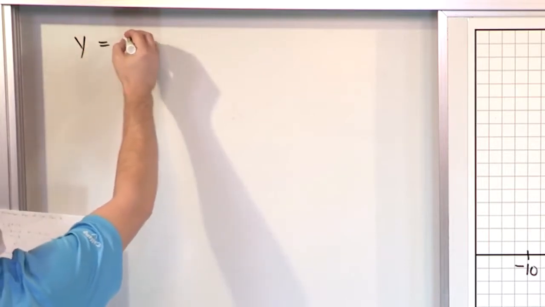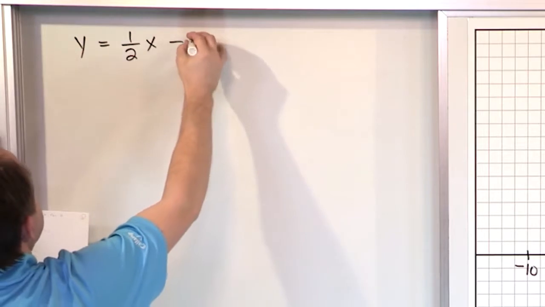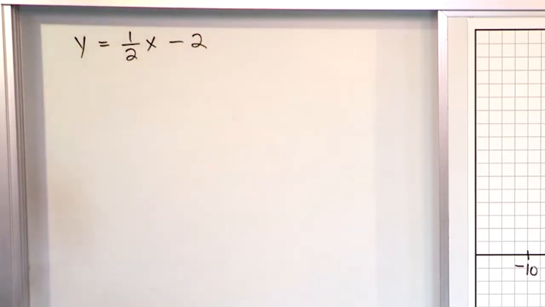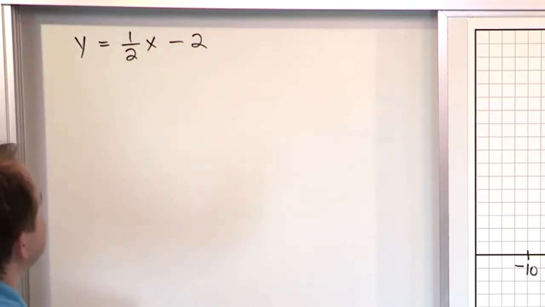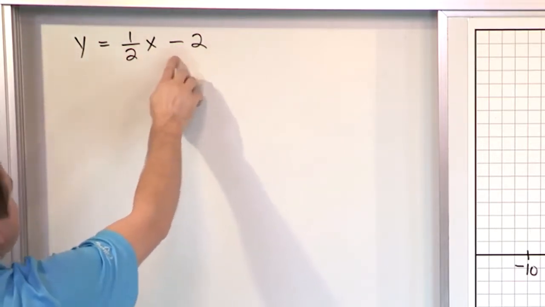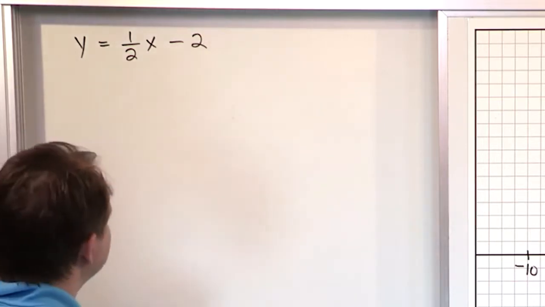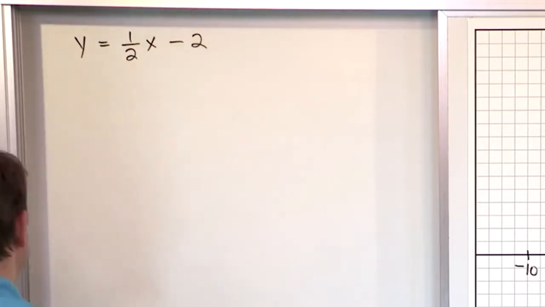But for example, the first one, what if we have an equation of a line that's y equals 1/2 x minus 2? Now, you know it's not in standard form. You can read immediately that it's in slope-intercept form because it's y equals mx plus b, but in this case, the b is actually negative. So the first thing to do is just to write down everything you know.